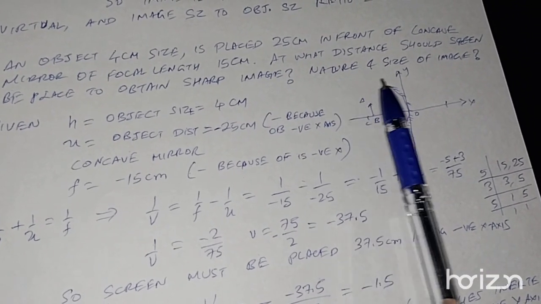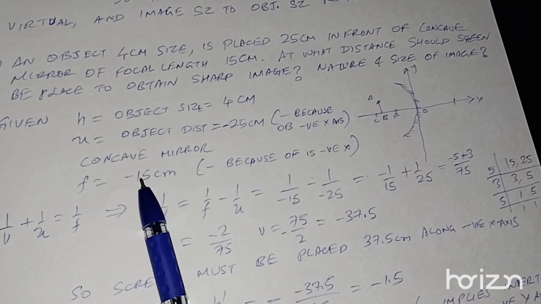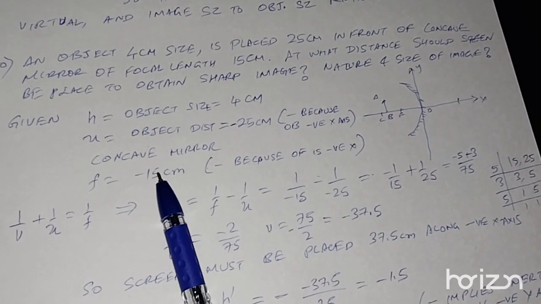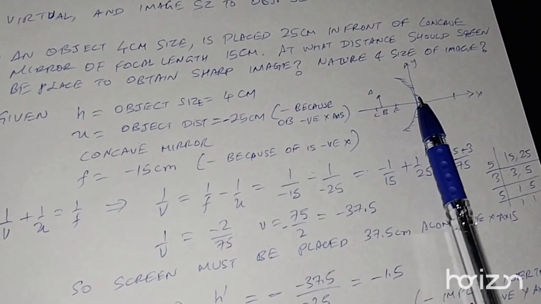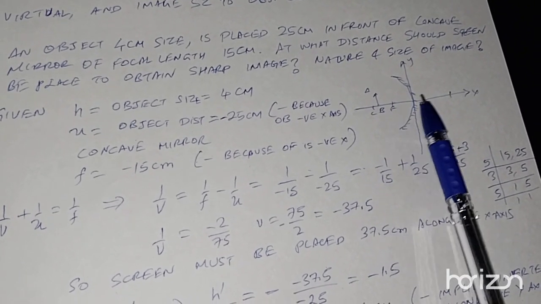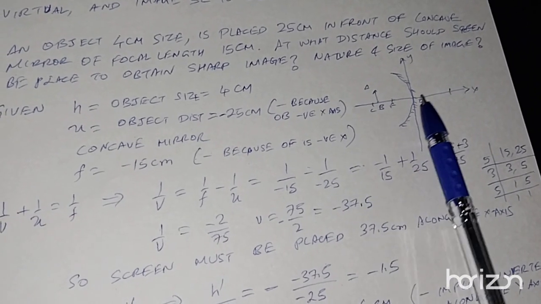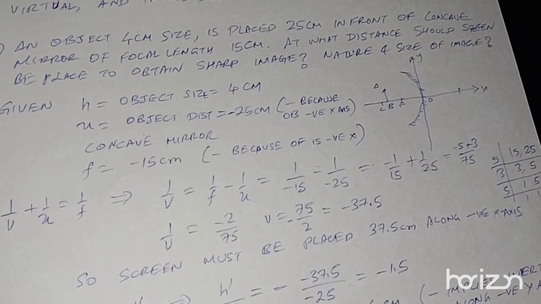And what about the focal length? The focal length they have given as 15 centimeter, but we have to take it as minus 15. The sign should be negative, because the focal length is 15, but it is along the negative of the x-axis, therefore it is minus 15.